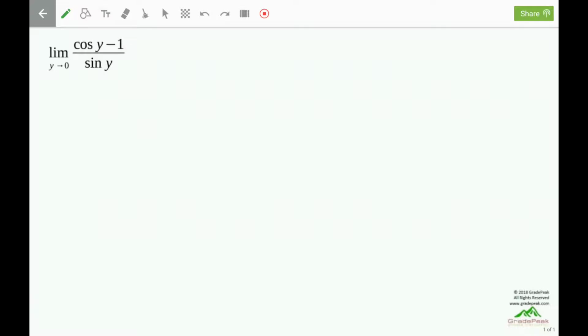Limit as y goes to 0 of the cosine of y minus 1 over the sine of y. The first thing we're going to do is try plugging a 0 in for each y, so that will give us the cosine of 0 minus 1 over the sine of 0. The cosine of 0 is a 1, minus 1, over the sine of 0, which is a 0. 1 minus 1 is 0 over 0. So we have the 0 over 0 indeterminate form.